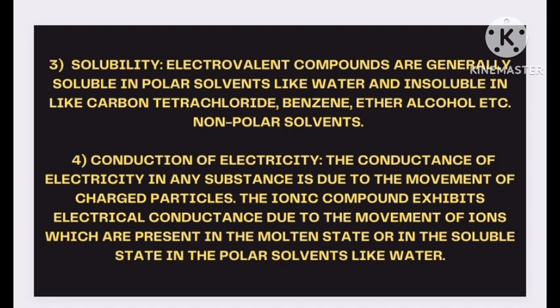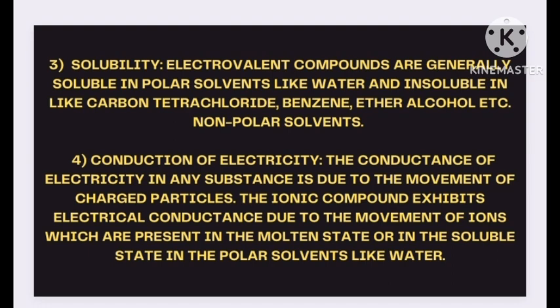Fourth property of ionic compounds is the conduction of electricity. The conductance of electricity in any substance is due to the movement of charged particles. The ionic compounds exhibit electrical conductance due to the movement of ions which are present in the molten state or in the soluble state in polar solvents like water. So I hope you got the points.